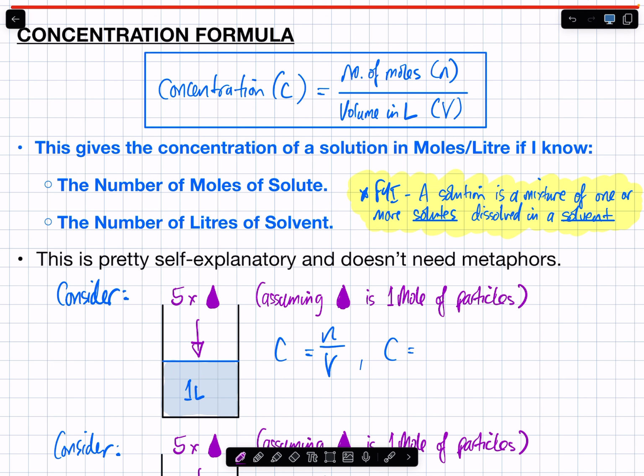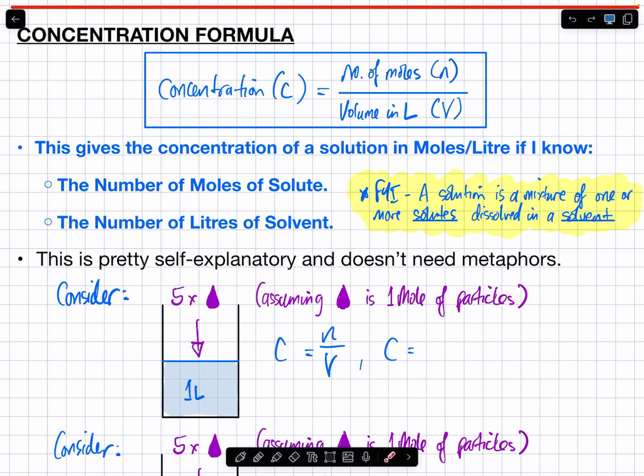The concentration of something... Oh, I wasn't meant to write. That was supposed to be a laser pointer. The concentration of something is the number of moles divided by the volume that it's mixed into. What does this give you? This formula gives you the concentration of a solution in moles per litre.